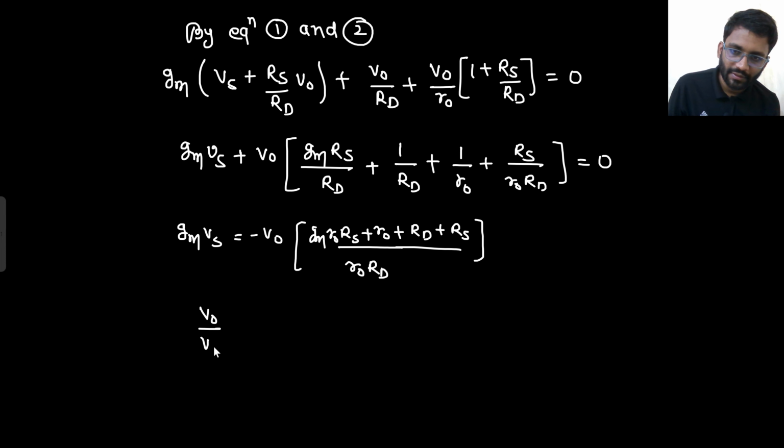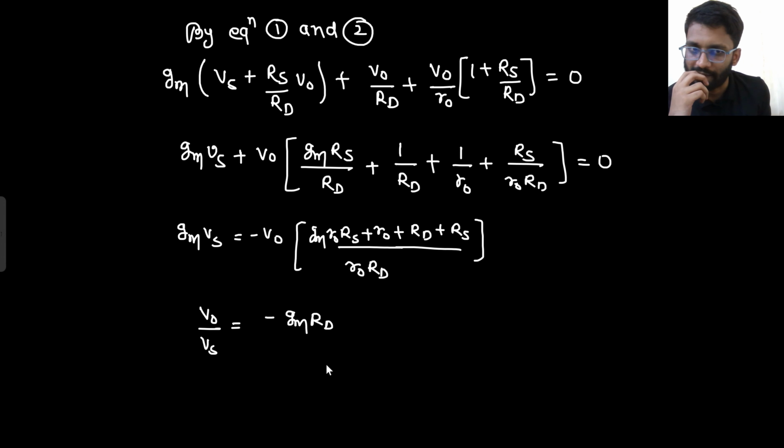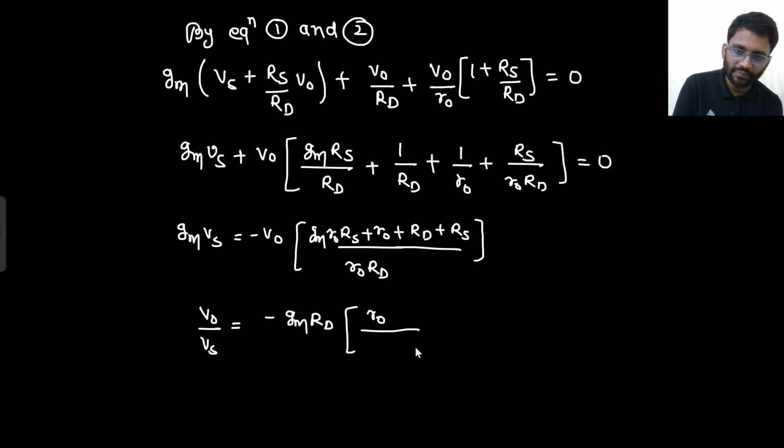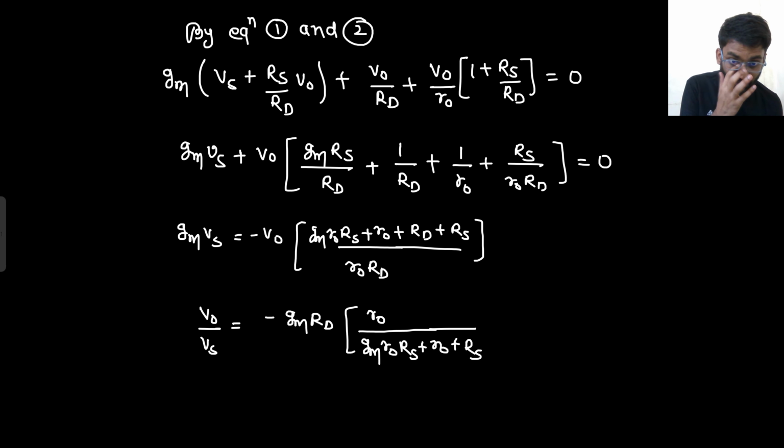What is V naught by Vs? That is minus Gm Rd. Something is wrong in the calculation. Let me check. No, nothing is wrong. So minus Gm Rd into R naught upon Gm R naught Rs plus R naught plus Rd plus Rs. Yeah, so this is the final expression.